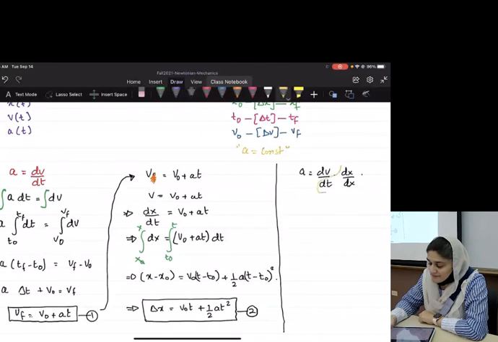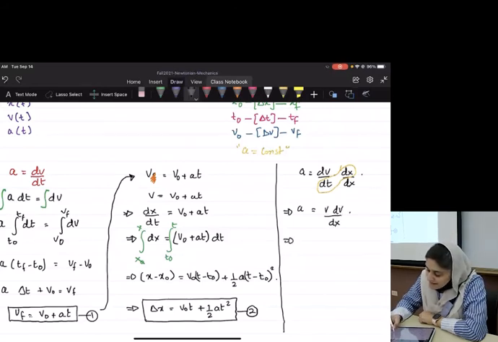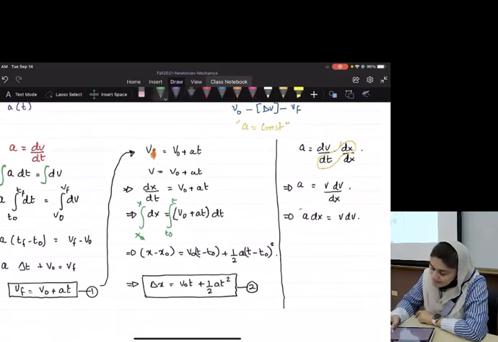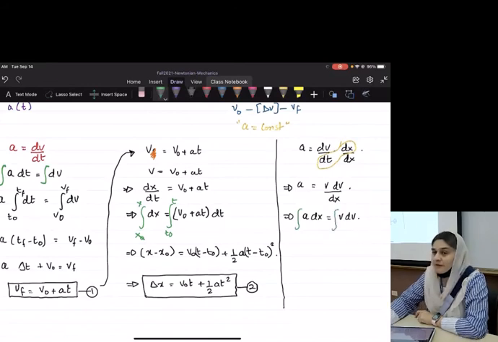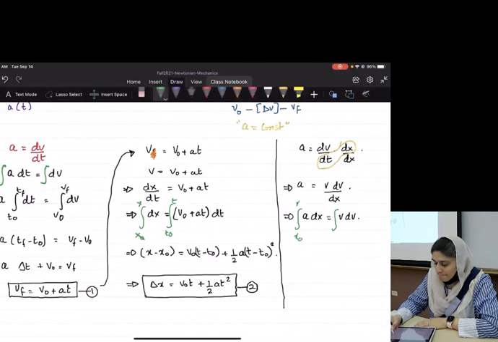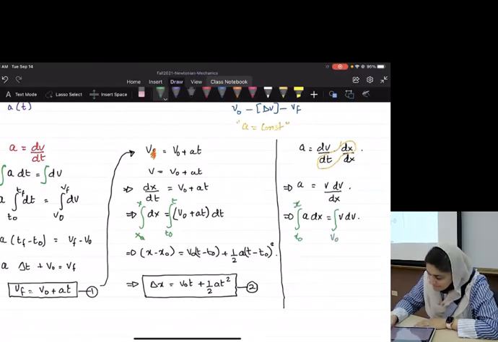I combine these. So I will get, this implies A equals V dV over dx. So this implies I can write A dx equals V dV. Good. Okay, keep going. Now I can integrate. So now take a second. Think about the limits of integration. Don't say it. Write them down. What will be the limits of integration? 0 to V.